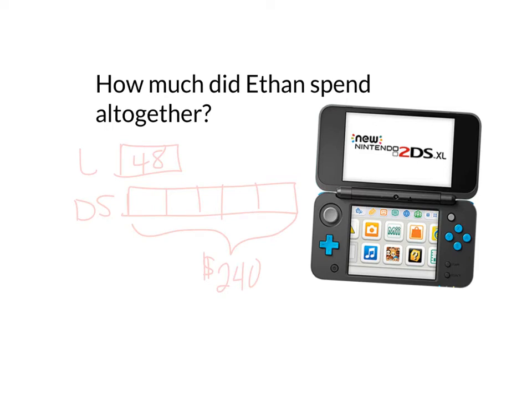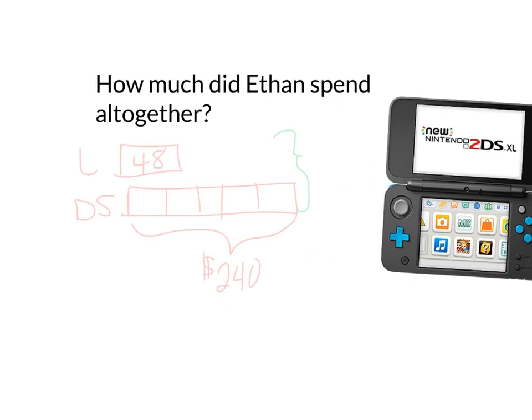Okay. What operation do I have to use for that? Addition, because I'm wanting to find how much the Legos and the 3DS cost, right? So I need to find that number right there, and I'm going to do it by adding. What's my addition problem? 240 plus 48. Do you see an easy way we could get that one done? Yes.